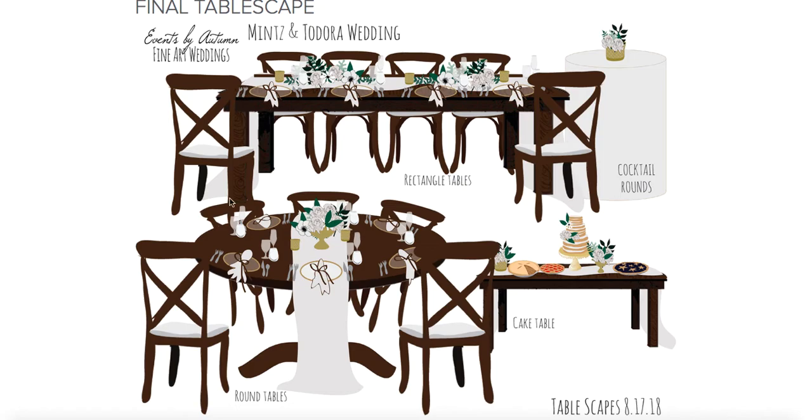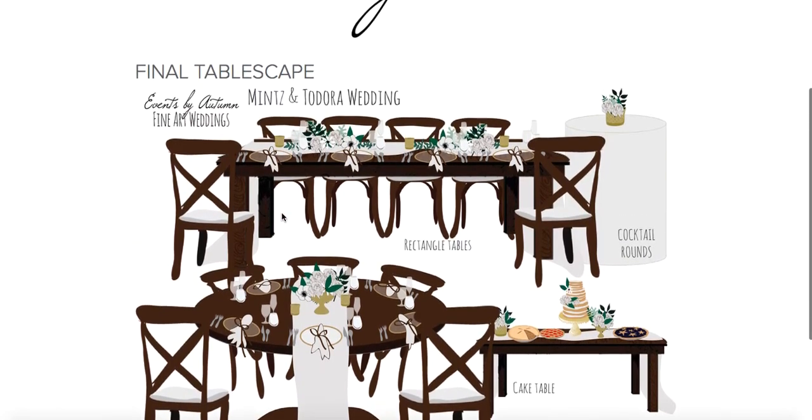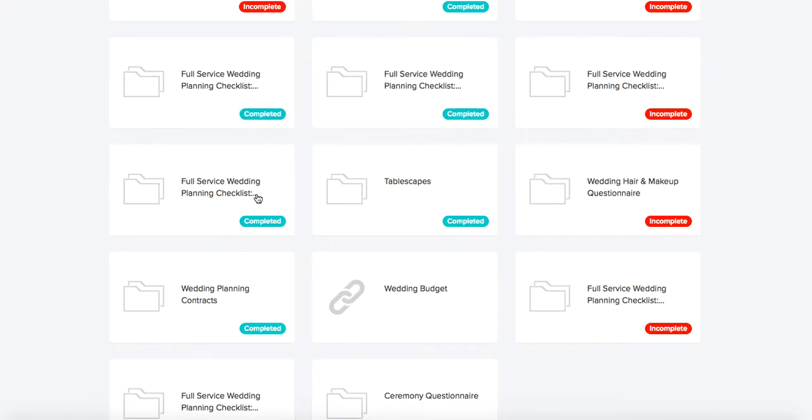This, for example, has the Pilgrim or X-back chairs with pads, a gauze runner on the rectangle and round tables, the farm tables for rounds and recs, glass chargers. You can see they're kind of transparent, but glass chargers with the gold rim, silverware. So we try to get as specific as we can with the sketches, but it's still just a digital representation of the overall setup. So that is her final tablescape that she's approved.